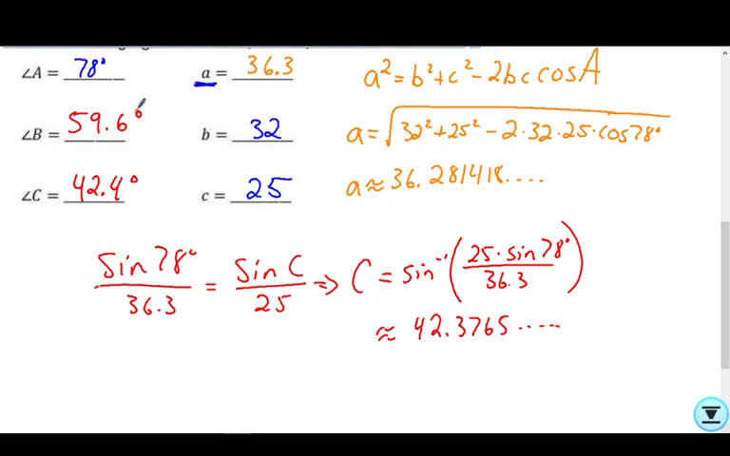And there's my triangle. Just make sure, again, that everything makes sense when you're done. The biggest angle coincides with the biggest side length, the smallest angle with the smallest side length. And it all looks like it works out.